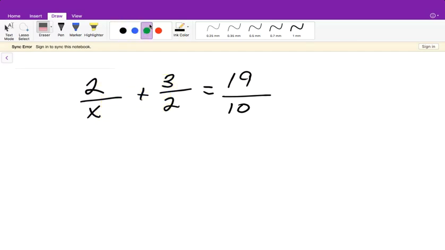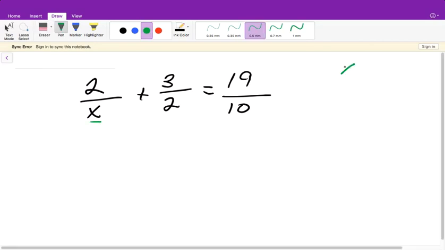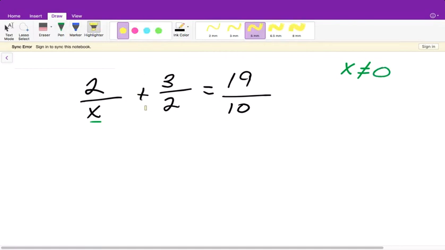So let's go ahead and get rid of these fractions. Before we do that, let's just state our restrictions. So since x is all alone in our denominator, we just know x cannot equal 0. Right now, when we're solving this, we want to get rid of our fractions so we no longer have any fractions.